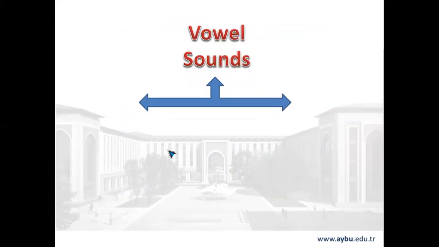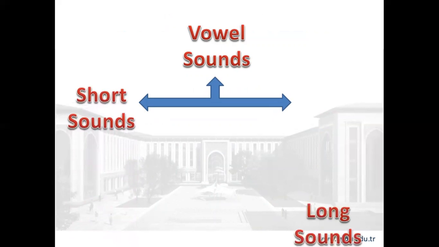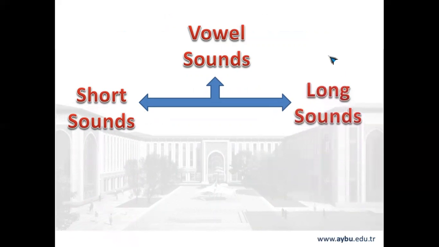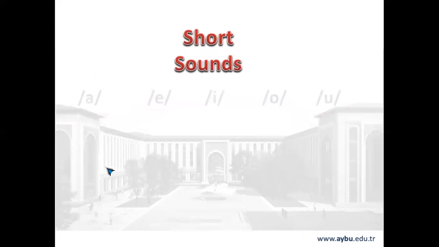Well, the vowel sounds in English are of two kinds. The first one we call the short sound, and the second one we call the long sound. Sometimes the long sounds are also called the main sound, and the short sounds are sometimes referred to as other sounds. Let's take a deeper look into what the short sound is for this lesson.